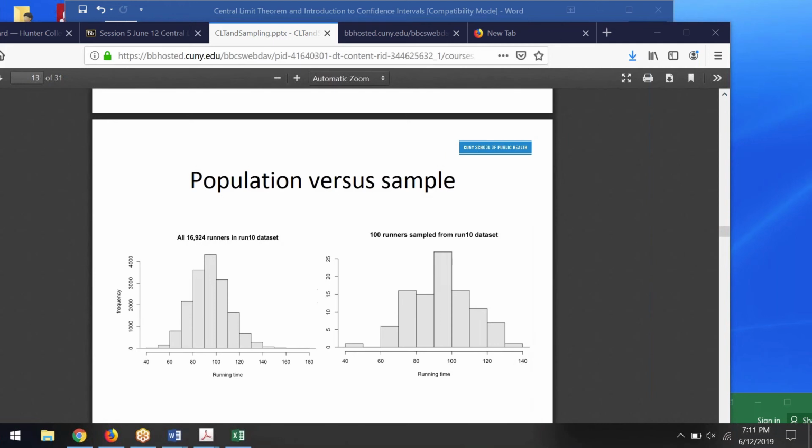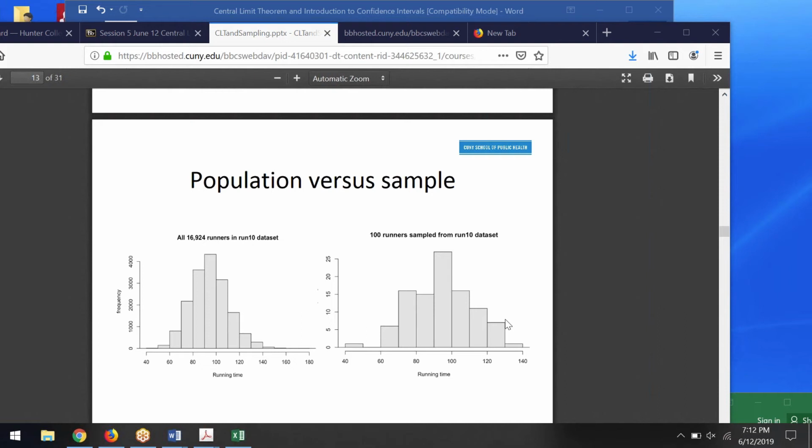Okay, let's take a look at this. In this one, I can see that this is our initial population distribution. 4,000 people. This is like 2,000 people, 2,100 people, 2,400 people, and so on. This represents all 16,000 runners. This represents a sample of 100 runners randomly sampled from this population. And look, it's only 100 people. So in this bin, there's only about 27 people. In this bin, there's only about 16 people, and so on.